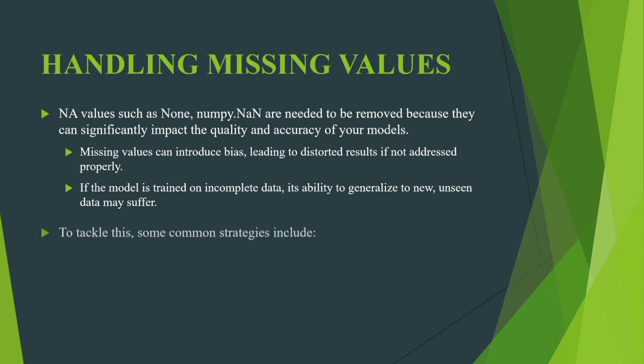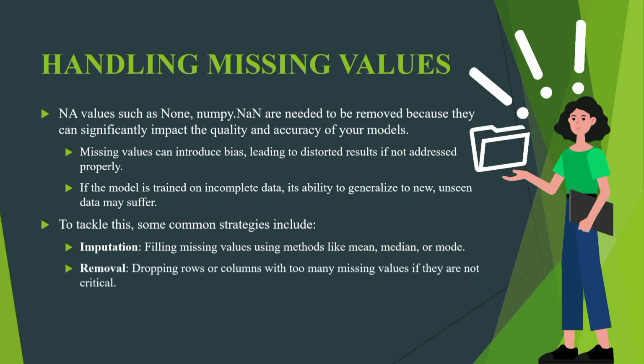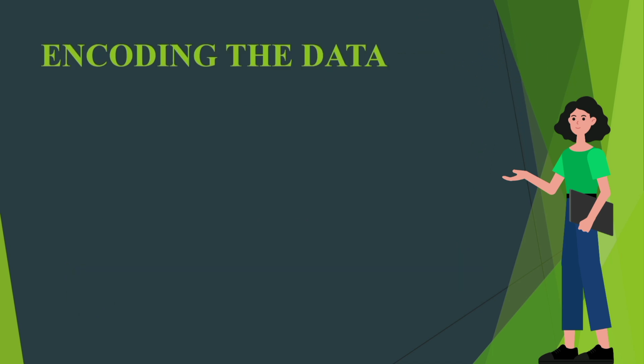So to tackle this problem, we have multiple strategies. The very first way is imputation. It means filling the missing values with mean, median, or mode. And the next method is very simple, that is deleting the rows which have null values. But be careful, if a lot of data is missing, you might lose important information.